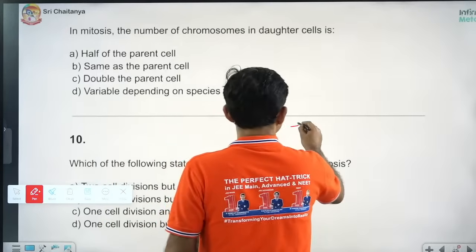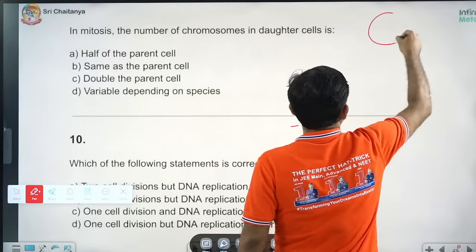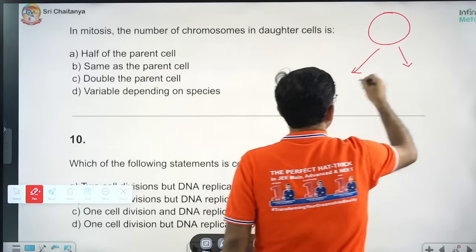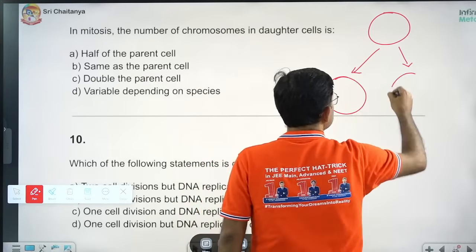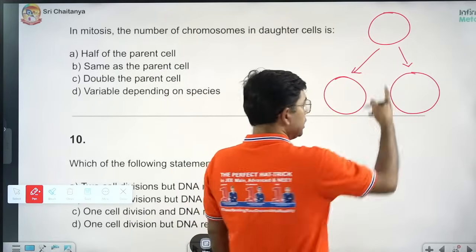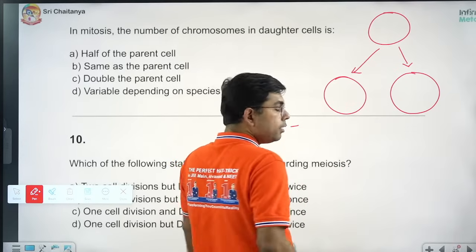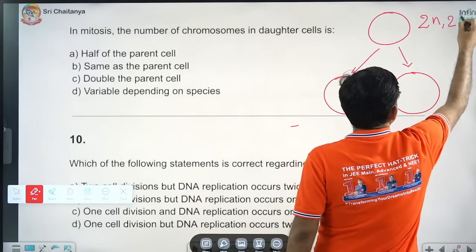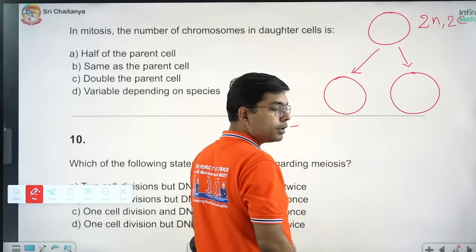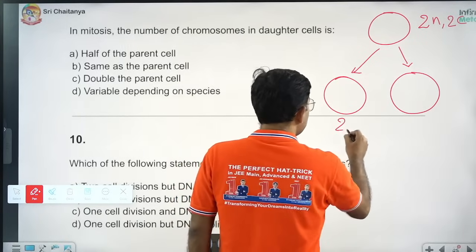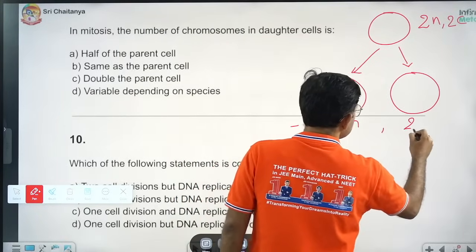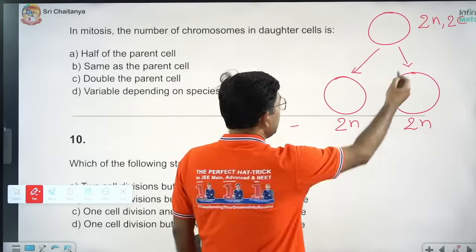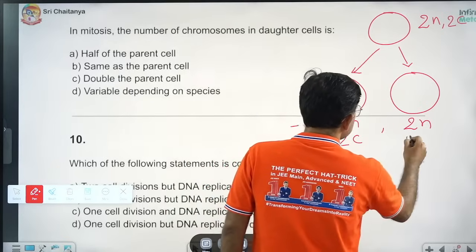In mitosis, what do we see? If there is a cell, then in mitosis the number of cells will get doubled, right? One cell will become 2 cells. If the DNA content is 2N and 2C, here what will happen? The number of chromosomes will remain the same, right? Number of chromosomes remains the same and DNA content also remains the same.